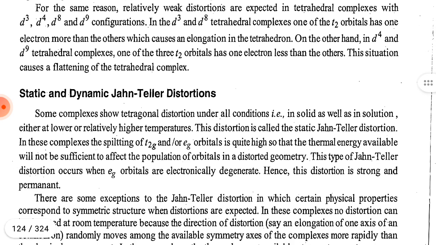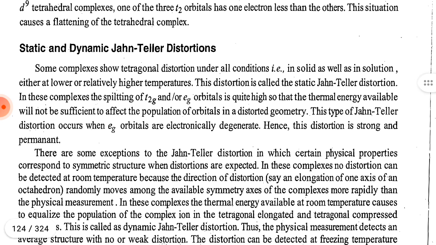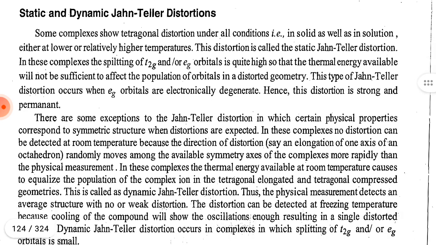For the same reason, relatively weak distortions are expected in tetrahedral complexes with d3, d4, d8 and d9 configurations. In the d3 and d8 tetrahedral complexes, one of the T2 orbitals has one electron more than the others, which causes an elongation of the tetrahedron. On the other hand, in the d4 and d9 tetrahedral complexes, one of the three T2 orbitals has one electron less than the others. This situation causes a flattening of the tetrahedral complex.